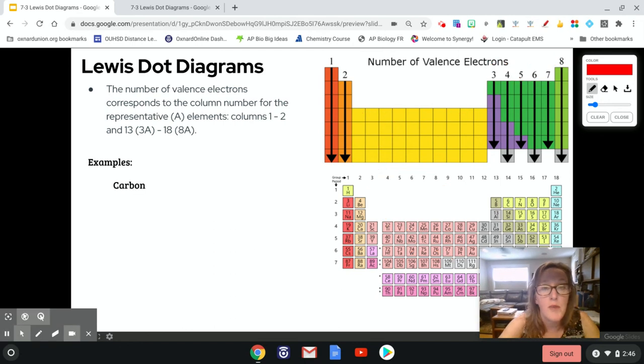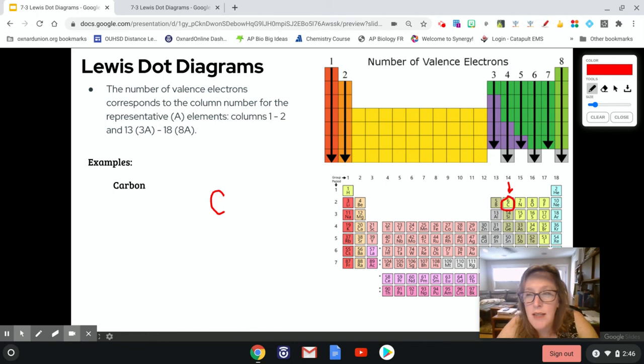So if we're going to do carbon, we would draw the element symbol, C. I'm going to look on my periodic table. Here's carbon. It says column 14 on this periodic table, but I know that that really means there's 4 valence electrons. So it's kind of like column 4. So I'm going to draw 4 dots. Be neat about it and go all the way around first before you pair them up. So 1, 2, 3, and 4.